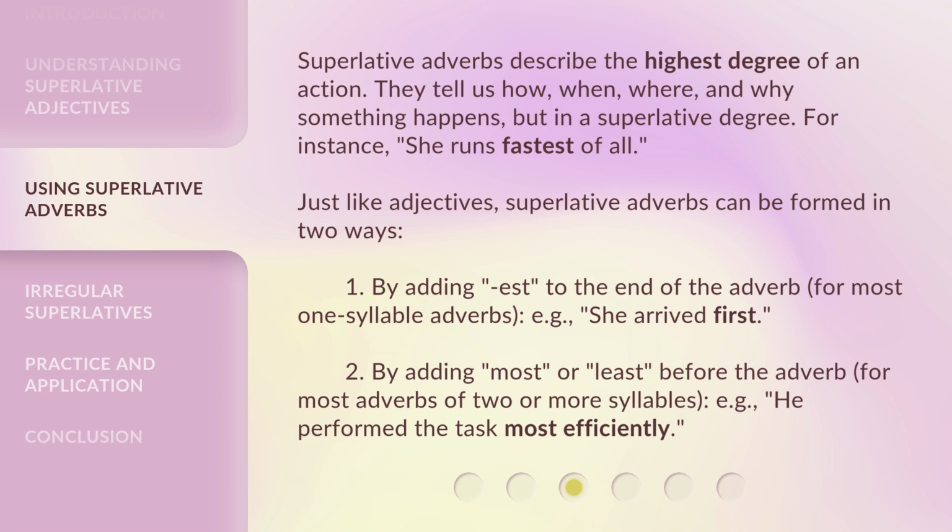Just like adjectives, superlative adverbs can be formed in two ways. 1. By adding est to the end of the adverb, for most one-syllable adverbs, e.g., she arrived first. 2. By adding most or least before the adverb, for most adverbs of two or more syllables, e.g., he performed the task most efficiently.